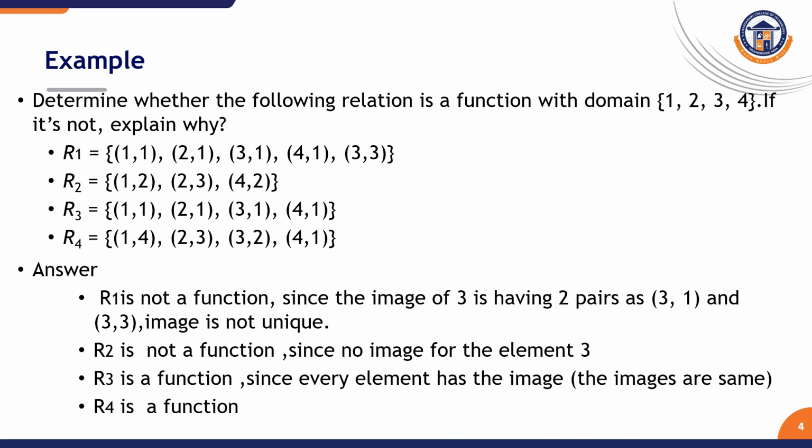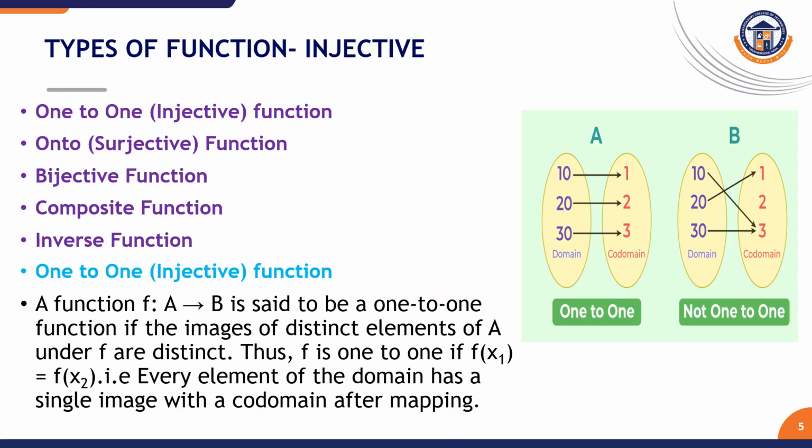In the second set, R2 is not a function since no image for 3 occurs. Now R3 is a function since every element has an image, though the images are the same. R4 is also a function because all the elements have images.